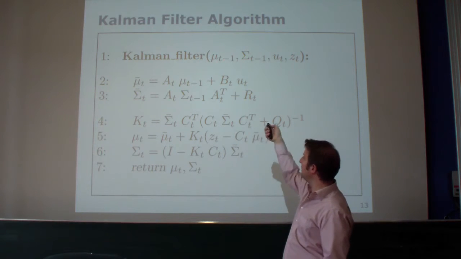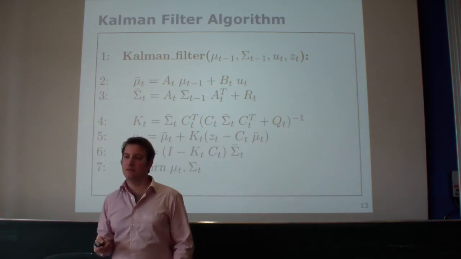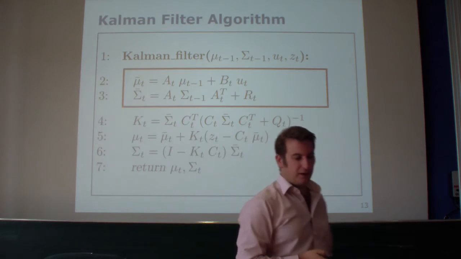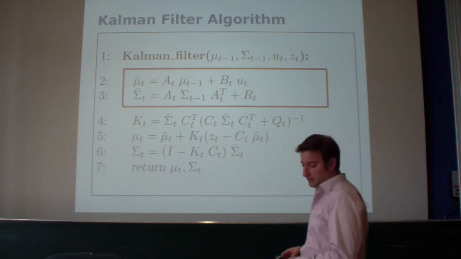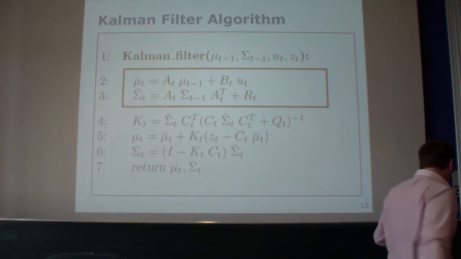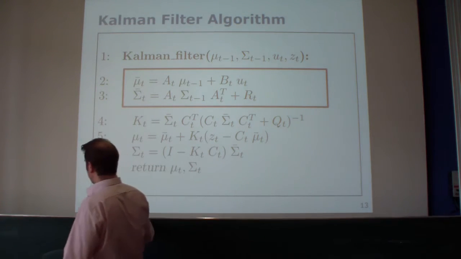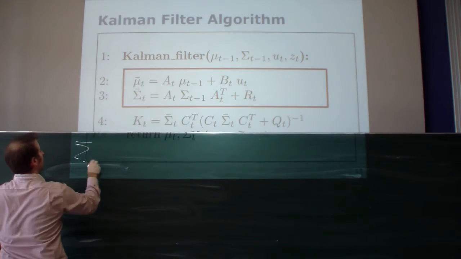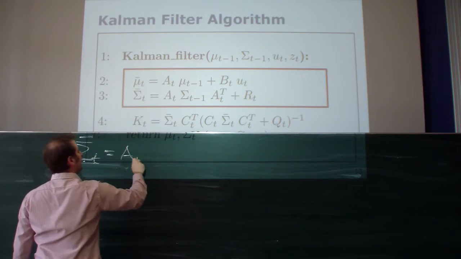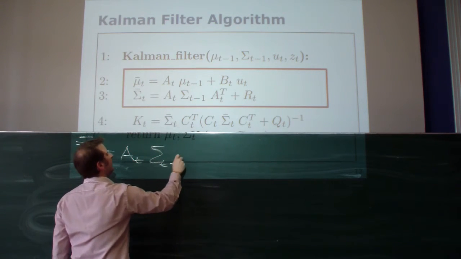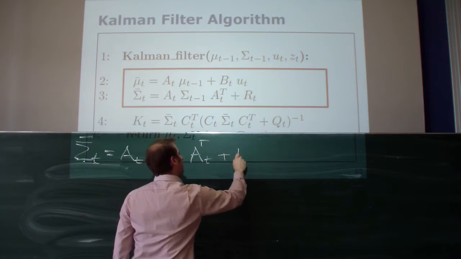I want to get rid of the mean and the covariance as the input, and the input should be omega and psi. Okay. Look at the first term over here. Let's start with the covariance matrix. Let's copy that down. A_t, sigma_{t-1}, A_t transpose plus R_t.